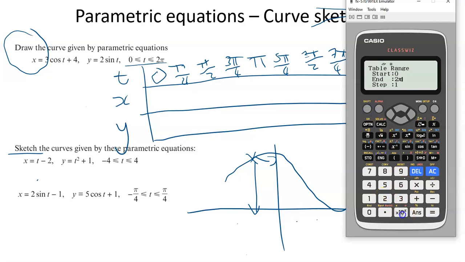Where do you end? 2 shift pi. Now it's going to do it in decimal, but it doesn't matter, it's going to be accurate enough. And a step of pi over 4, please. Okay, and again, it does decimals, but still, it's fine. And then we work this out. You can see that exact values like 7 and 4, and 0 and 2, are coming out. And then these are coming out as decimals.